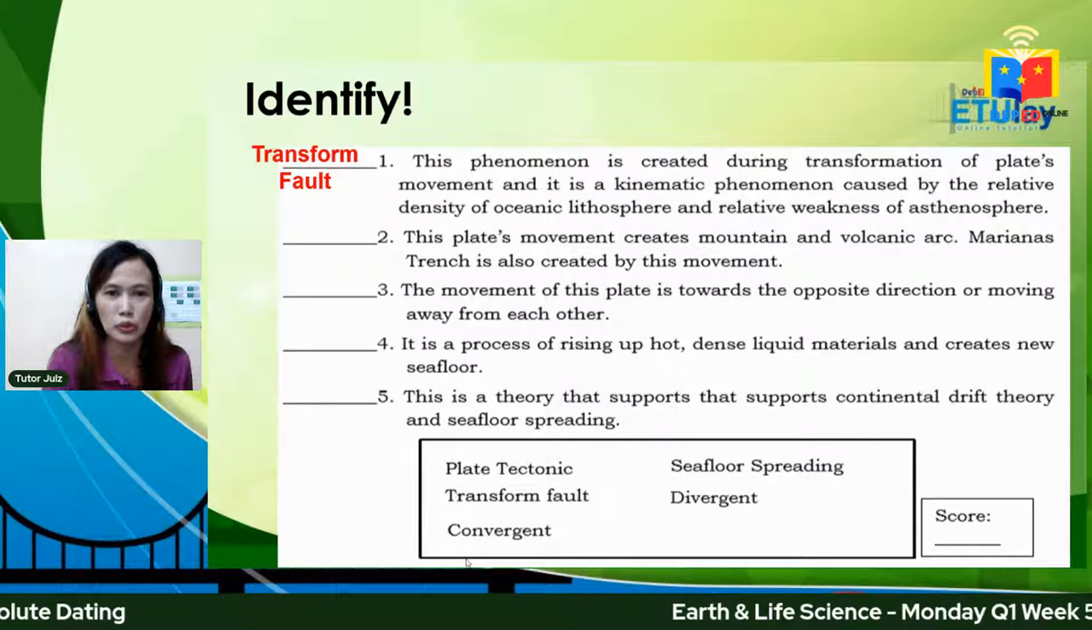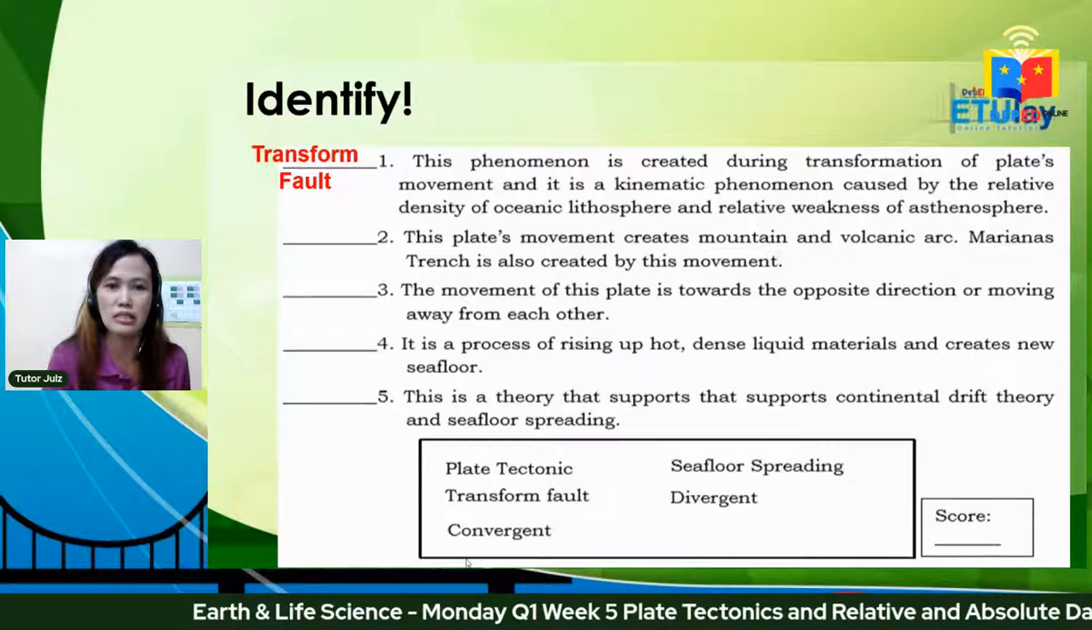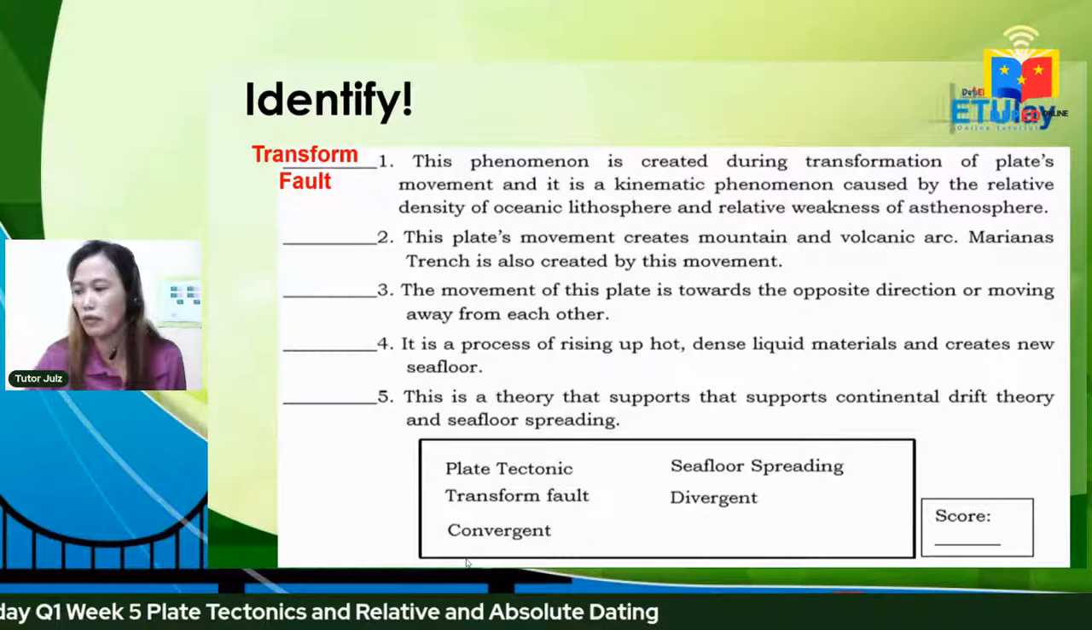This plate's movement creates mountain and volcanic arc. Mariana Trench is also created by this movement. So what is number two? Don't forget to type the number of your answer.